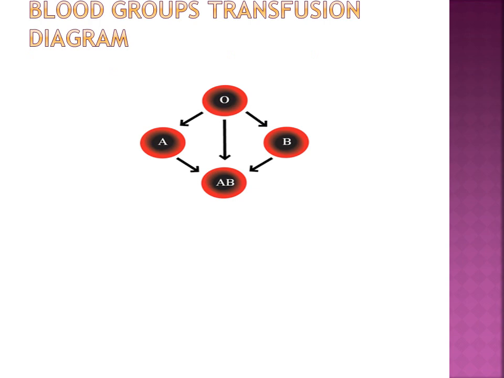This is the blood group transfusion diagram. As we see, O is a universal donor, which gives blood to all, while AB is a universal recipient, which receives blood from all. Each blood group can give to itself. A gives only to AB and itself, while B also gives only to AB and itself.